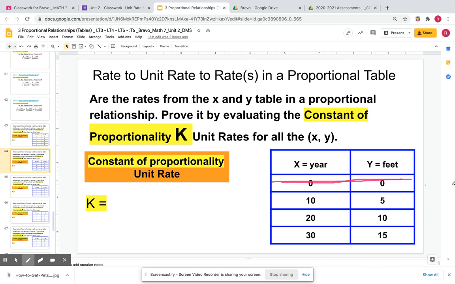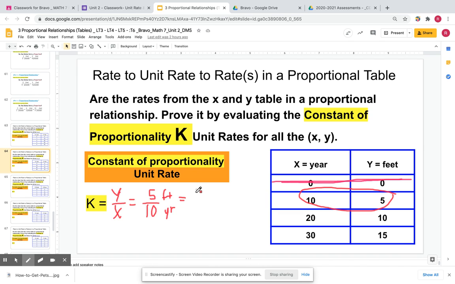So we're going to look at the first pair of points of x and y. Just remember, the constant of proportionality k is equal to y over x. That's always going to be true for basically all tables and every type of problem we do so far. For the first pair of points, x is equal to 10 and y is equal to 5. Now you find the unit rate for this. You can just go ahead and use your calculator.